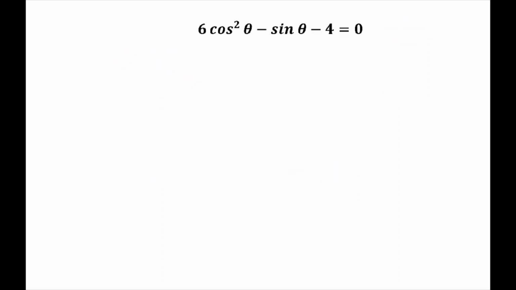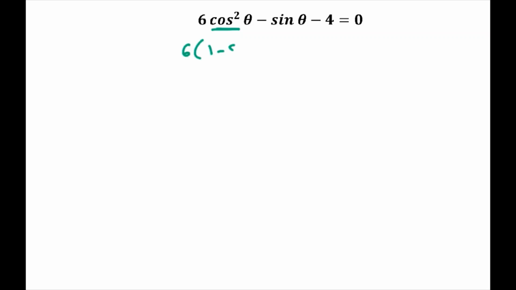Now, let's move on to the next question. 6 cosine square x minus sine x minus 4 equal to 0. So now I'm going to substitute cosine square by 1 minus sine squared theta, same as the previous question. I'm going to expand.